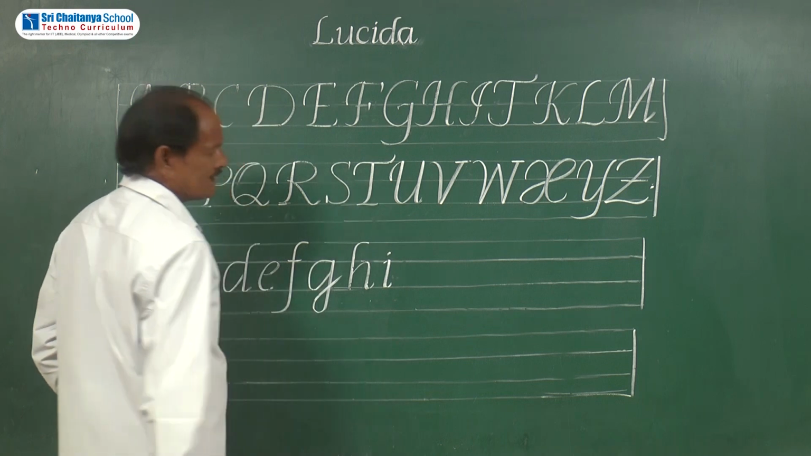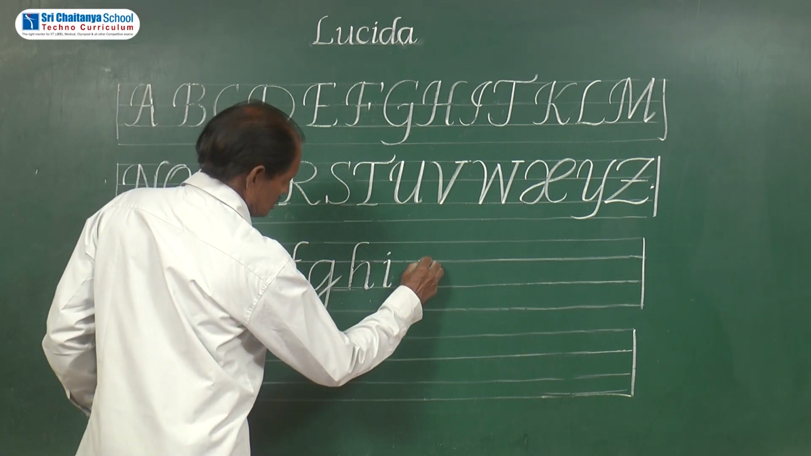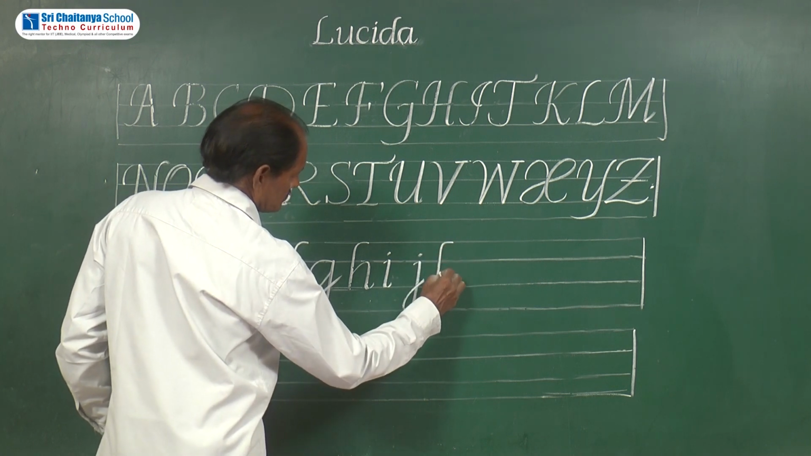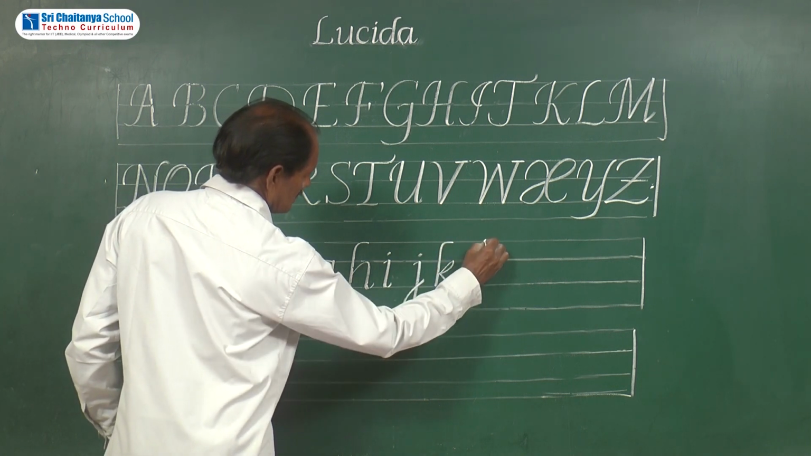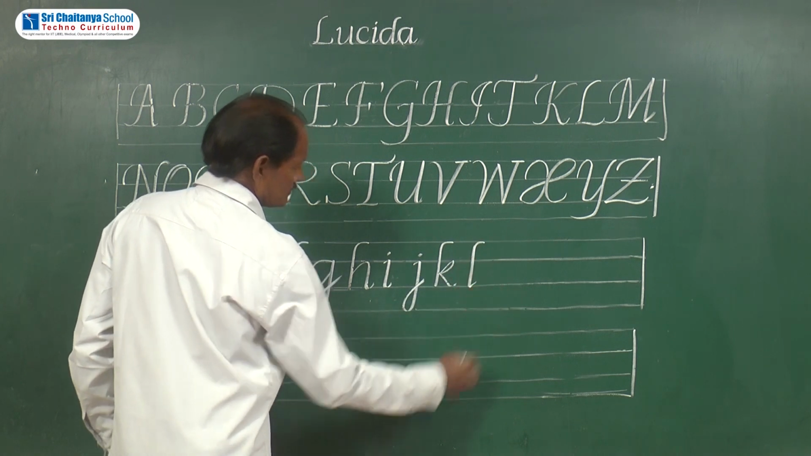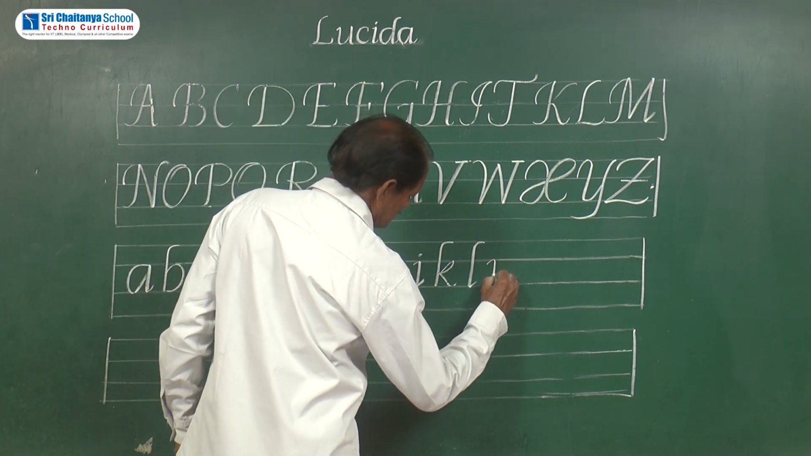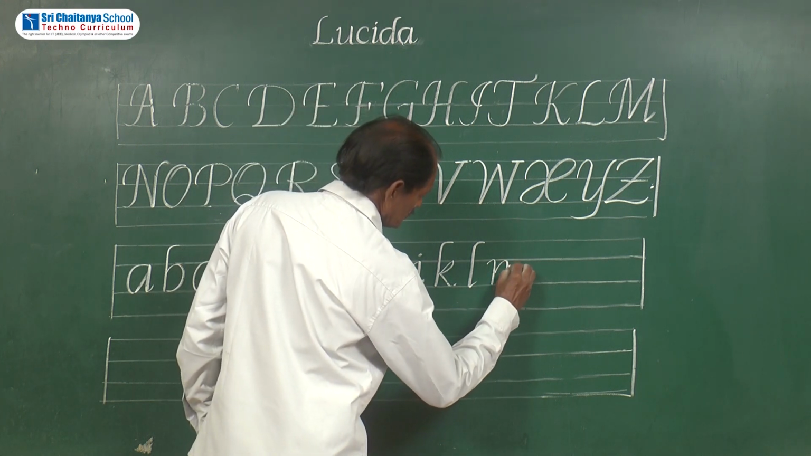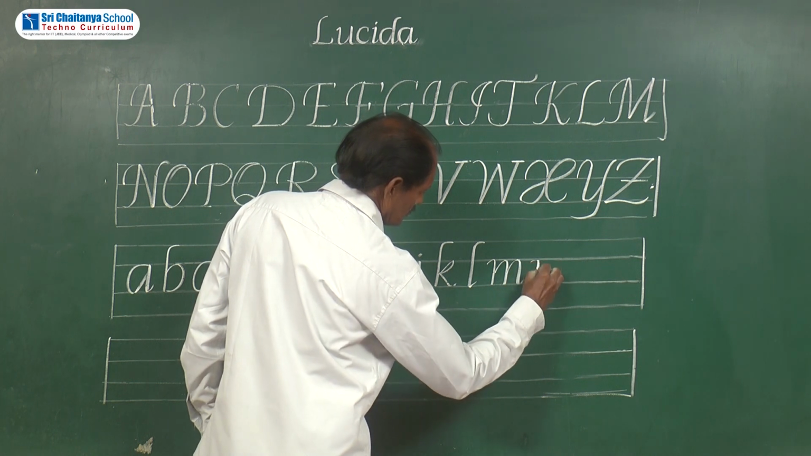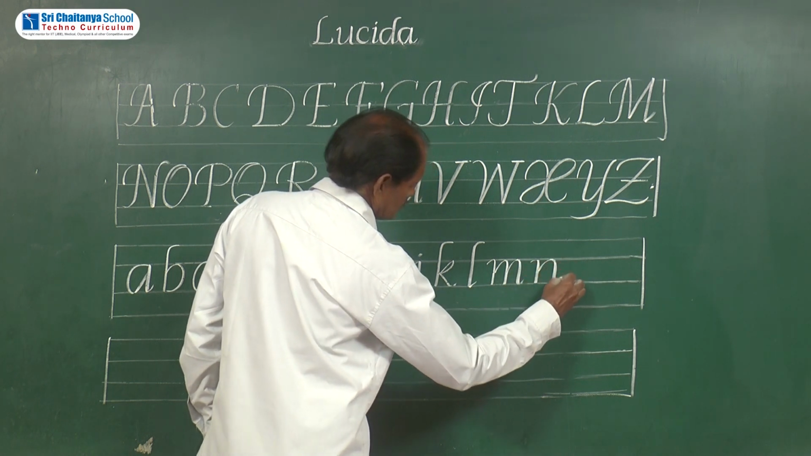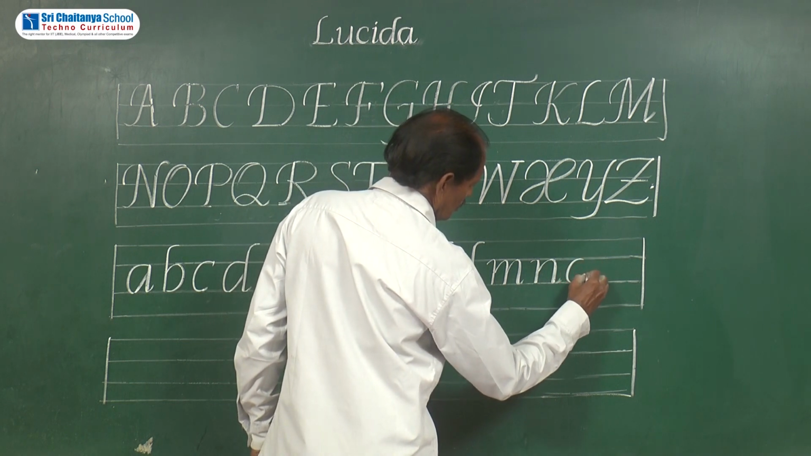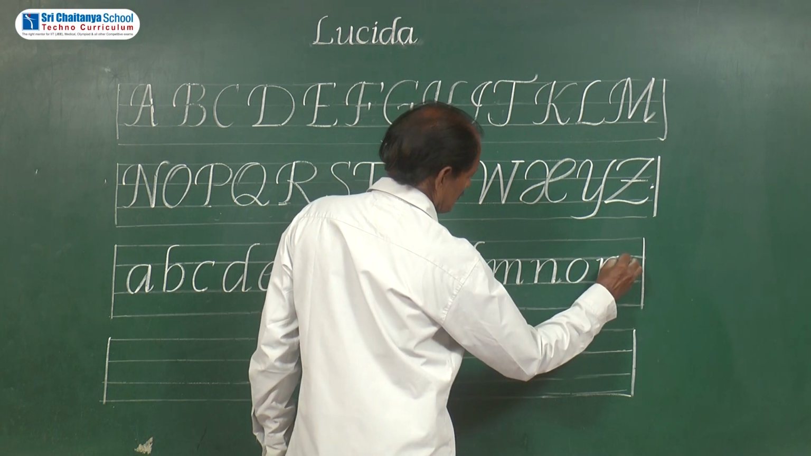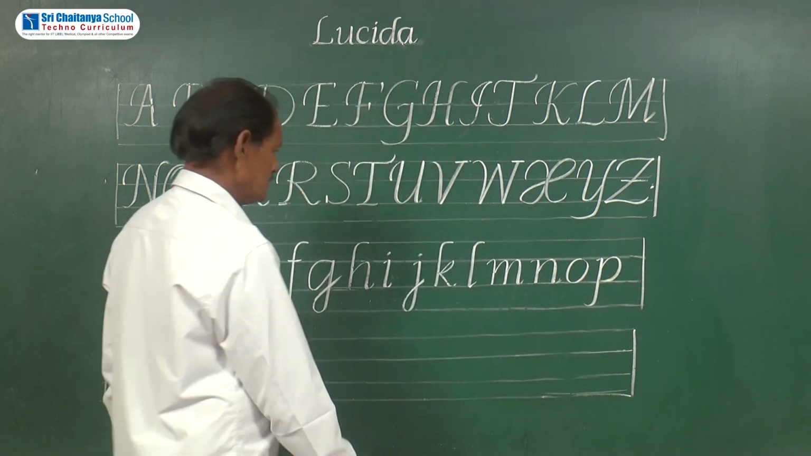I is the middle zone letter, J lower zone, K upper zone, L also upper zone, but M falls in the middle zone. N middle zone. O just an oval, middle zone. P it is written in the lower zone.